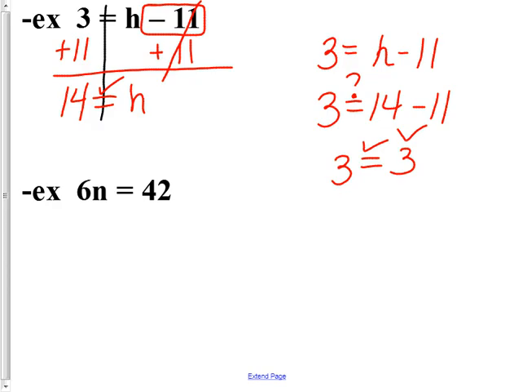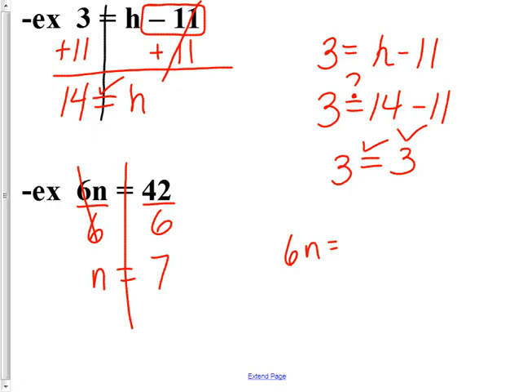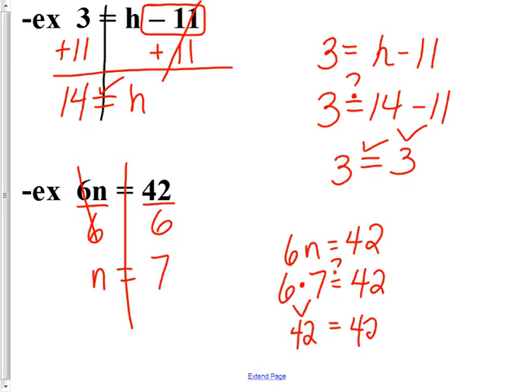Last one we're going to do together. 6n equals 42. Remember, 6n means 6 times n. So we need to do the opposite of times 6, which is divided by 6. So the divided by 6 and times 6 cancel, leaving us with n equals 7. And when I go back and check it, it is absolutely going to work out. 6 times 7 is 42. So that shows me I have done it correctly.